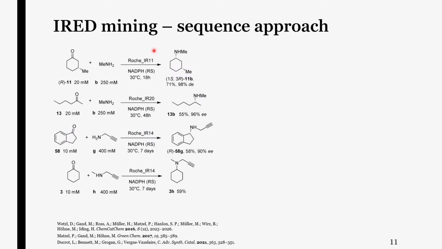So how can this imine reductase screening be done? There we have different kinds of approaches. We have a sequence approach where the Roche people, for example, Dennis Wetzel, screened different kinds of imine reductases, in total 28, which accepted various aromatic and aliphatic as well as cyclic ketones to produce secondary and primary amines. And with their approach, they used the sequence.